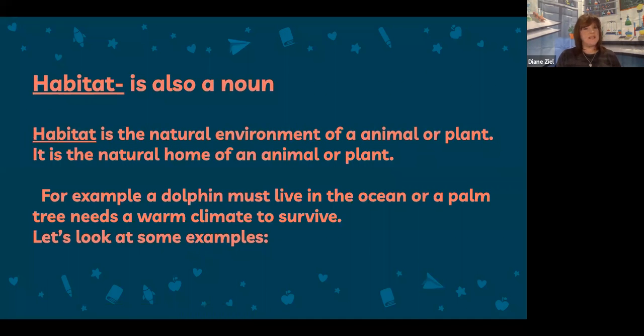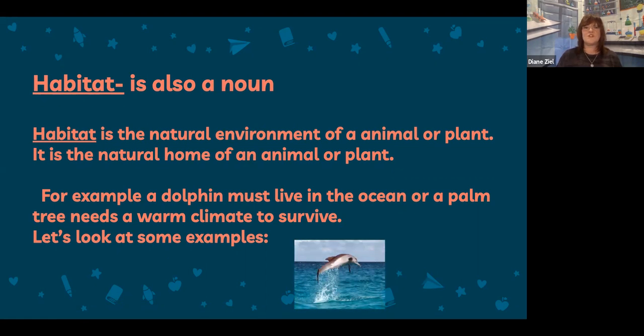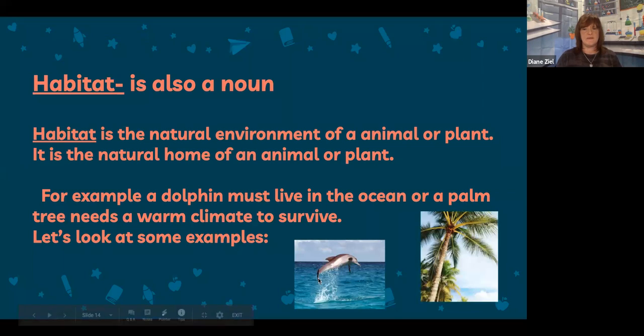Habitat. Habitat is also a noun. Habitat is the natural environment of an animal or plant. It is the natural home of the plant or animal. For example, a dolphin must live in the ocean, or a palm tree needs a warm climate to survive. So these are some examples.